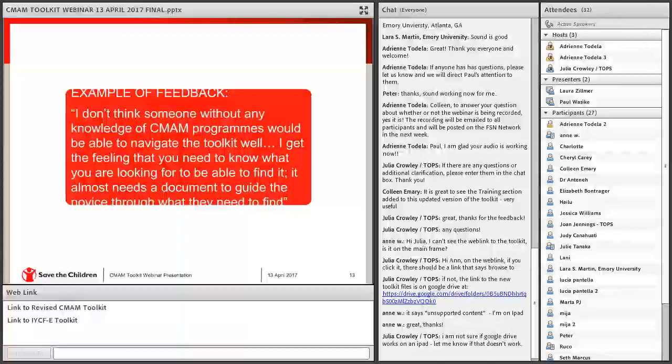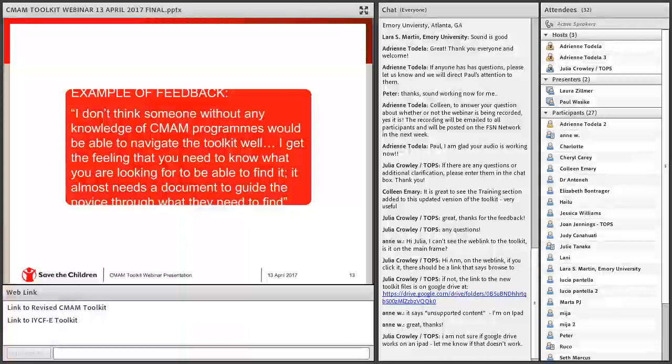So this is an example of feedback that came from one of the users, which I'll just read it. I don't think someone without any knowledge of CMAM programs would be able to navigate the toolkit well. So this is the previous version, the one I showed you at the beginning of the presentation. I get the feeling that you need to know what you are looking for to be able to find it. It almost needs a document guide to guide the novice through what they need to find.